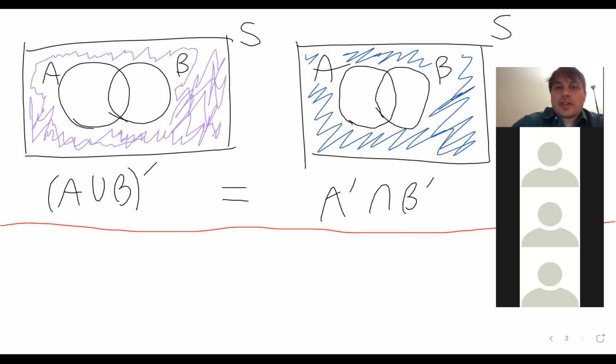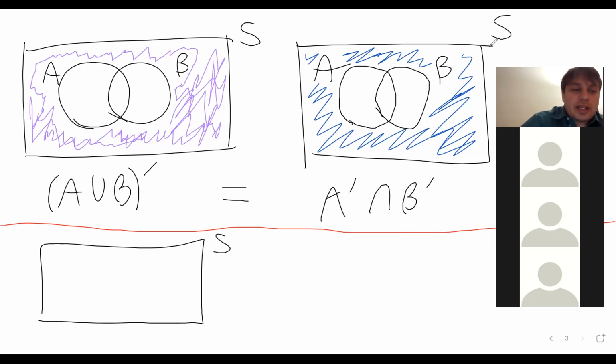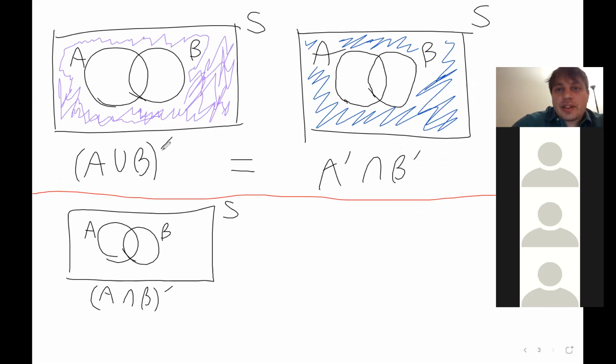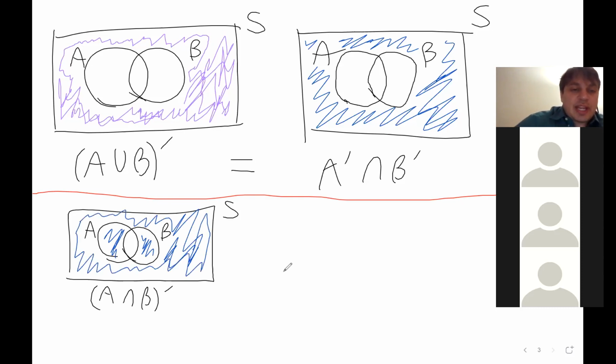Okay, so those two sets are the same. And then the other De Morgan's law would be A intersection B prime. So you have set A, you have set B. And so A intersection B is where the two circles overlap. And so the complement of where they overlap is every other region other than where they overlap. And so you get this, right? You get everything outside of the overlap.